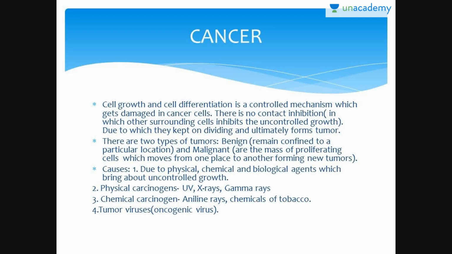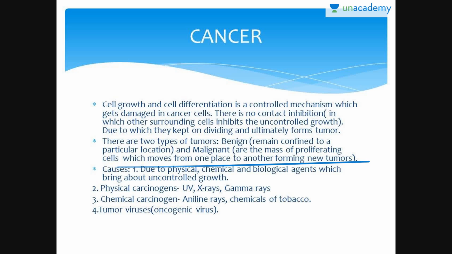Cancer. Cell growth and cell differentiation are controlled mechanisms which get damaged in cancer cells. There is no contact inhibition, in which surrounding cells inhibit controlled growth, due to which the cells keep on dividing and ultimately form a tumor. There are two types of tumor: benign and malignant. Benign remains confined to a particular location. Malignant tumors are proliferating cells which move from one place to another.